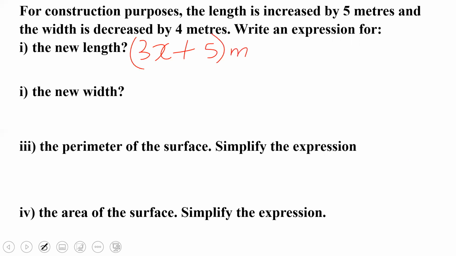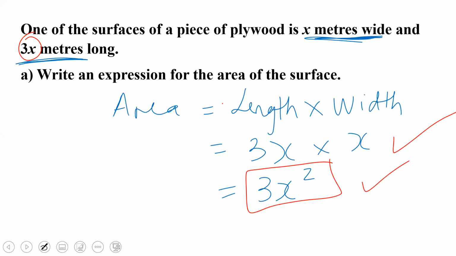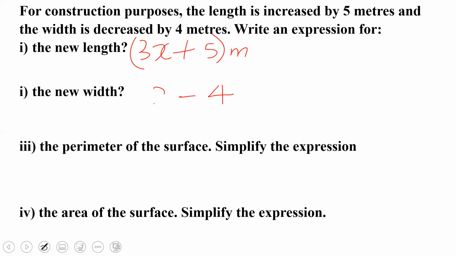All right, what's the new width? It is decreased by 4. So whatever it was before, we're going to subtract 4 from it. All right, so that is going to be x minus 4, and that's in meters. All right, now we're asked to write an expression for the perimeter of the surface, and we should also simplify the expression. How do we find perimeter?